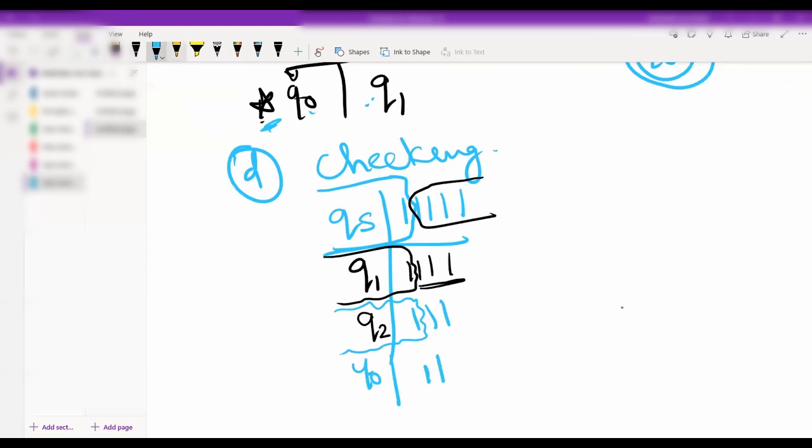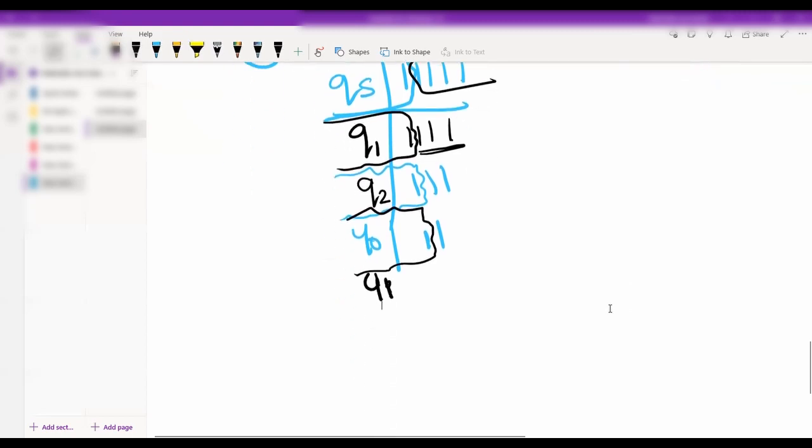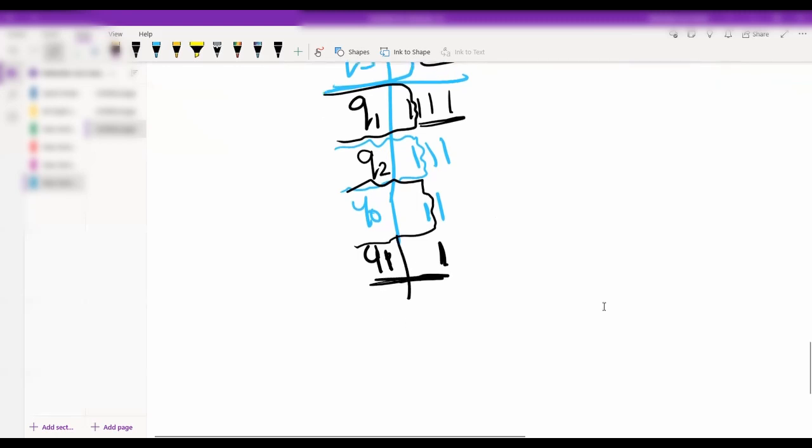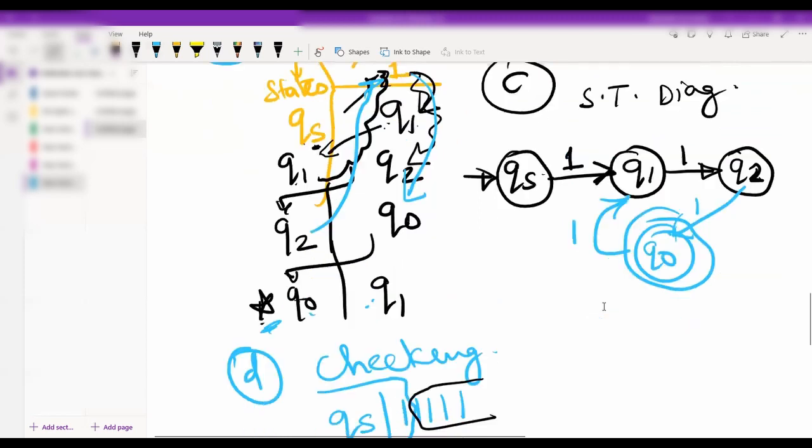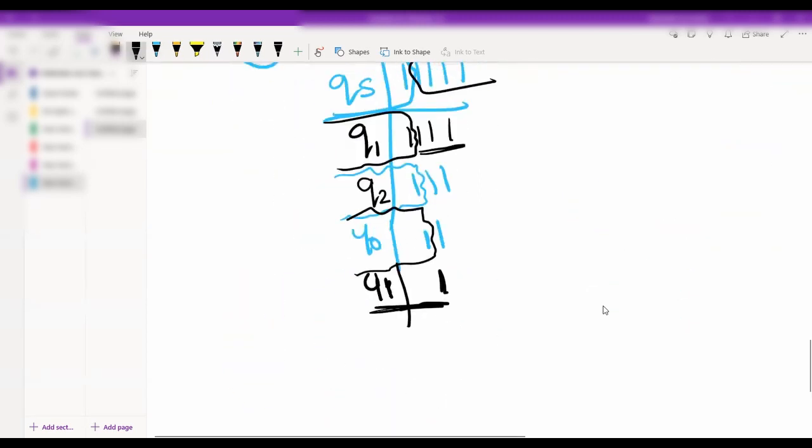Now Q0 on 1, where is it going? Q0 on 1 goes to Q1, and what is remaining here is bit number 1. Okay, now Q1 on 1, from the table, Q1 on 1 goes to Q2. So we have reached Q2.